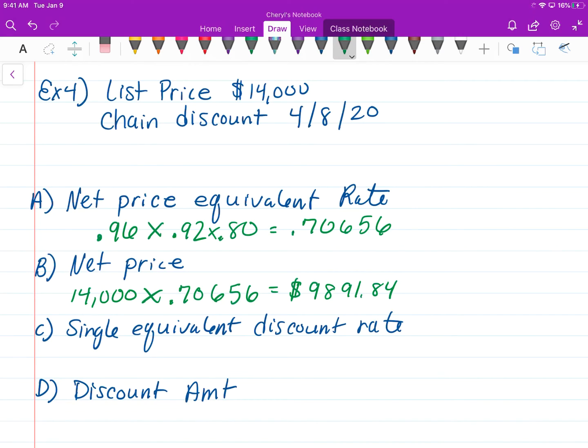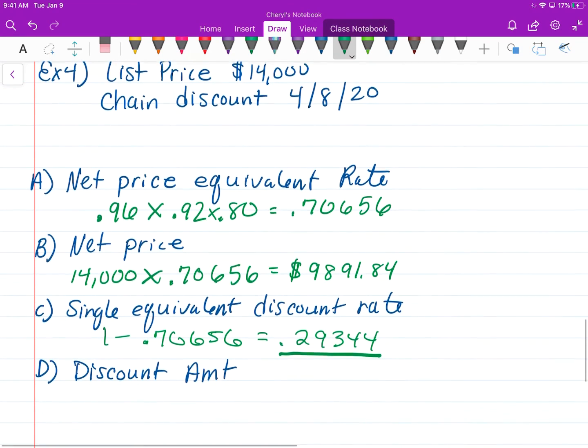Now, to find the single equivalent discount rate, that is the complement of your net price equivalent rate. So, since we have that in decimal form, let's just stay consistent with decimals. I want to find the complement of part A. So, 100% as a decimal would be 1. So, I'm going to take 1 minus 0.70656, and that's going to give me 0.29344. So this is going to be the rate that I use to figure out the amount of my discount.